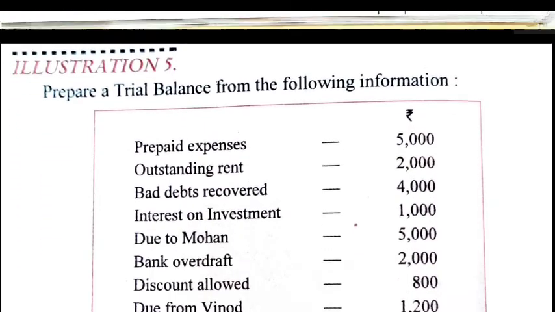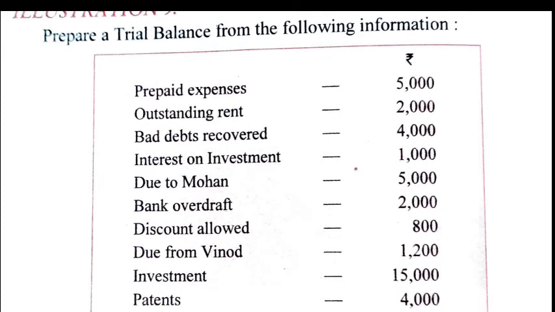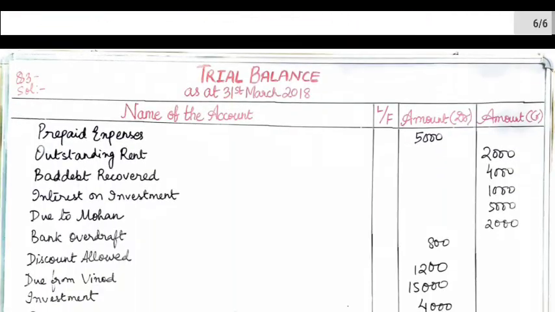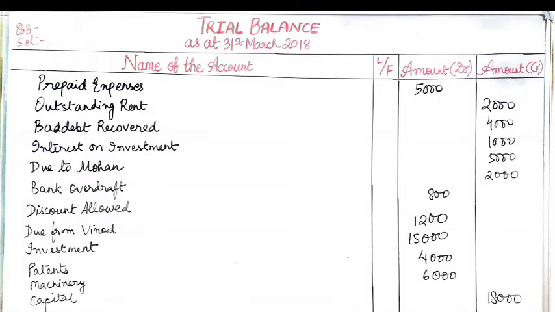Moving on to the third question: prepare a trial balance from the following information. Few entries are given. So moving on to the solution of this question. Trial balance as at 31st March 2018. Name of the account: prepaid expenses, a debit balance of 5,000. Outstanding rent credit 2,000. Bad debt recovered credit 4,000.